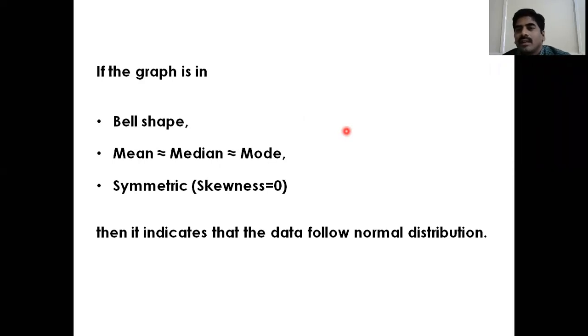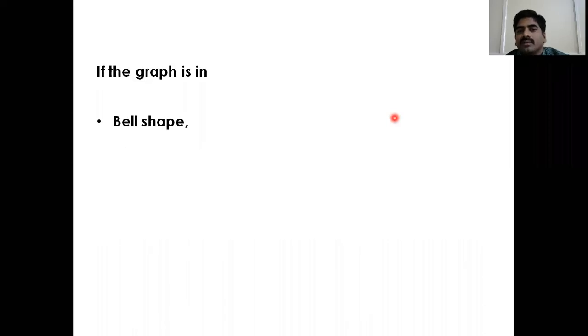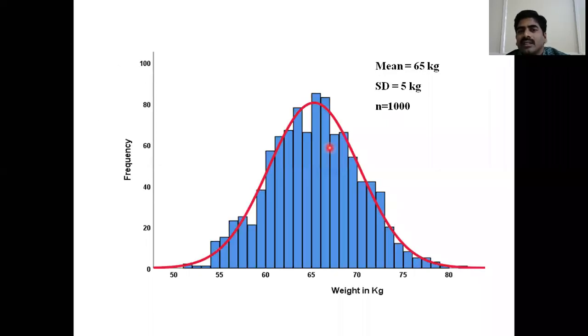Actually, whether the data follow a normal distribution or not, some methods are there, like the Kolmogorov-Smirnov method. Many methods are there. By using these methods, we can find whether the data follow a normal distribution or not. But those methods are not in your syllabus. Okay, I will explain. See here, this is in the form of a bell shape.